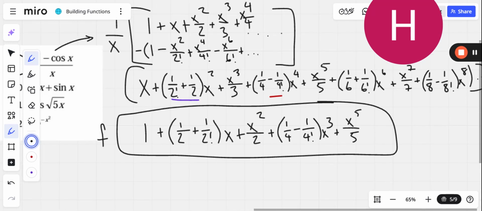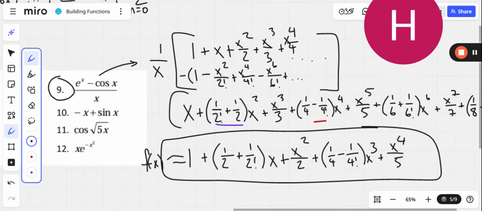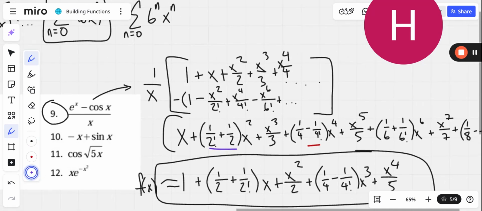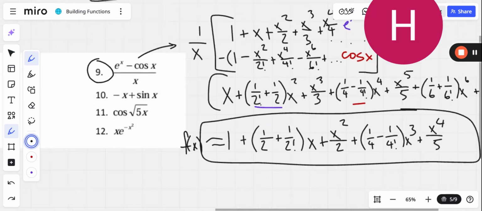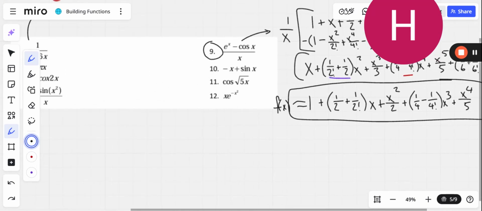Now, if they told you to get a second degree or third degree, or this would be x to the 4th over 5, or whatever degree polynomial they want you to use, you can pick whatever level of precision you need. So do you see how that worked? What I did was I took e to the x and I subtracted cosine x's terms, of course, only if they're common terms. So the squareds can go together, the fourths can go together, but the odd powers of e to the x do not get tampered with. And then we divide everything by x at the end. This is how we build functions.